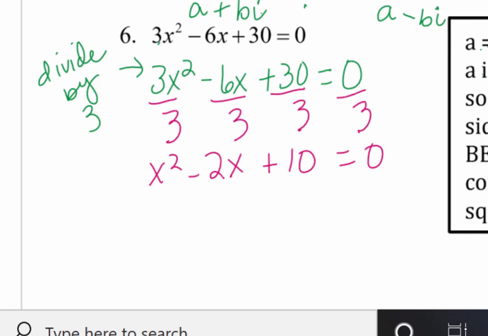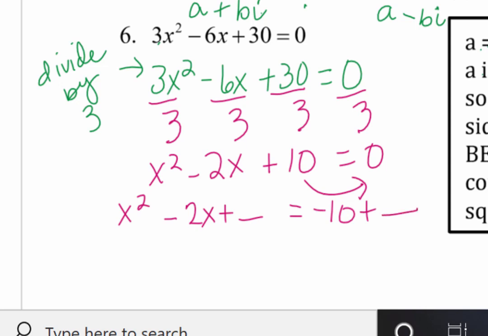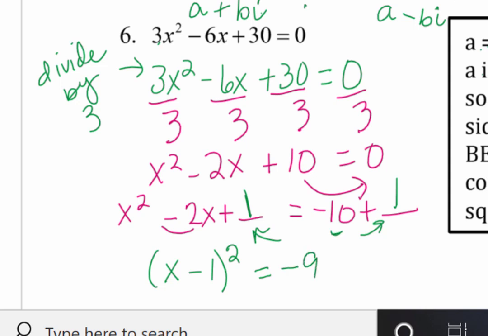So we are going to subtract the constant, move the 10 over. x squared minus 2x plus, leave some room, equals negative 10 plus, leave some room. And then b is negative 2. Half of negative 2 is negative 1. Negative 1 squared is 1. So this is a 1. And whatever we add here, we add here. Factor: x minus 1 squared. Over here, add these together. We get negative 10 plus 1 is negative 9.